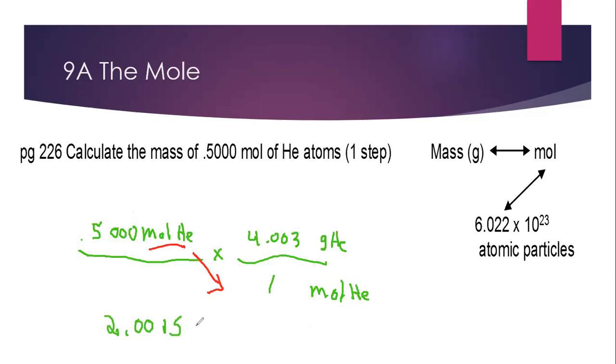And of course, we can't leave it with all those numbers. Beginning, we had 0.5000, which is 1, 2, 3, 4 digits, right? And so we can only have 4 digits here, so we're going to round it to 2.001. And these are our units that were left over, which is grams of helium. So this is for going from moles to mass.